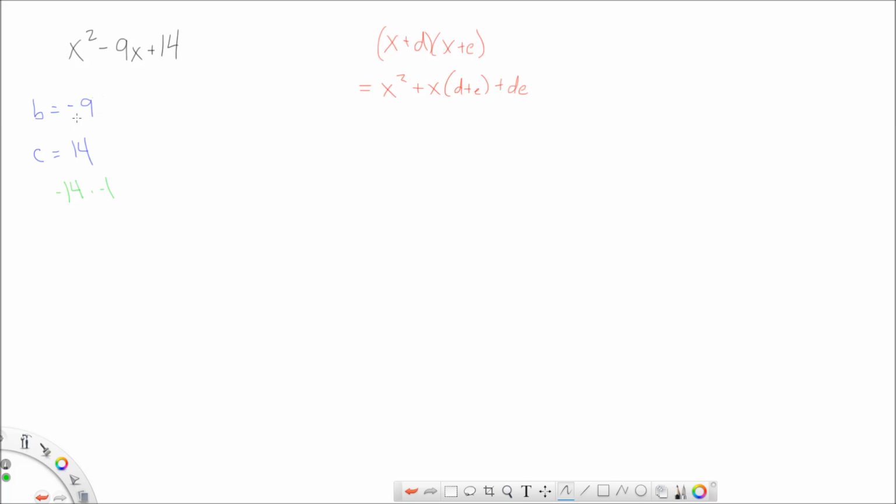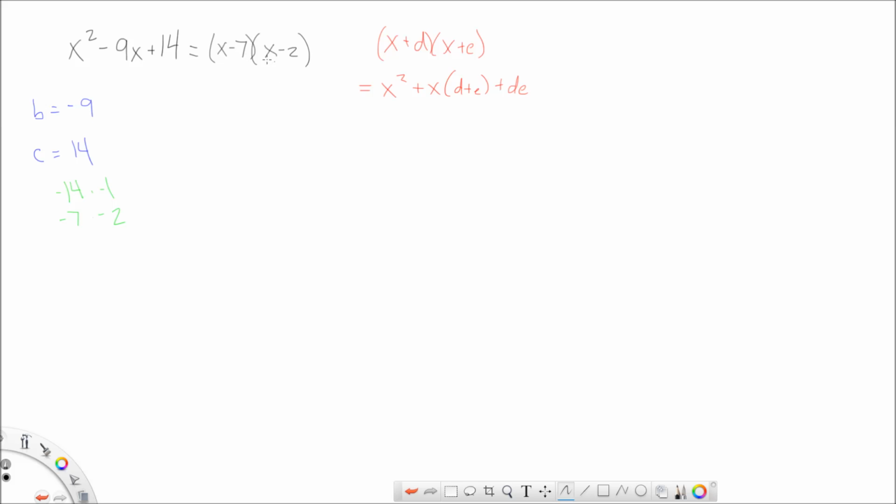Those add up to negative 15, so those are out. The second two are negative 7 and negative 2. Those multiply together to give 14, and they add together to give negative 9. So now I know my final answer. My D is negative 7, so I have x minus 7. And my E is negative 2, so I have x minus 2.